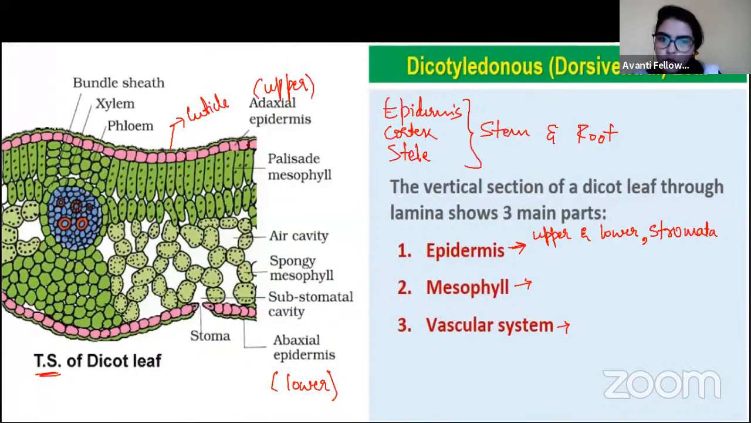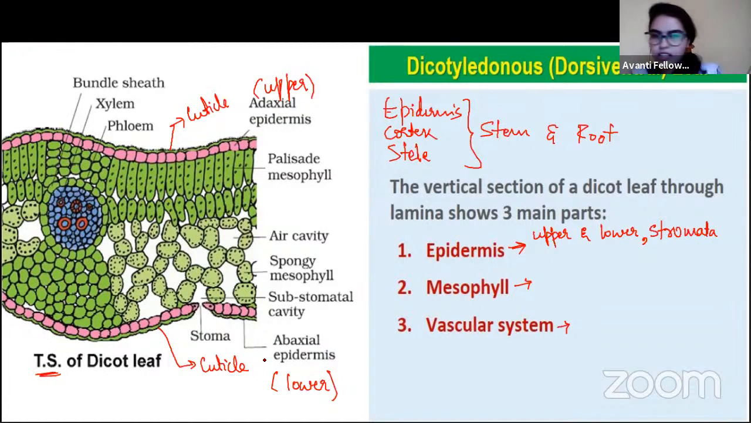Below the cuticle there will be the epidermis, and this cuticle is present both on the upper and lower sides. Yes, the substomatal cavity in the case of lower epidermis. When we're explaining the epidermis, you need to remember that epidermis is made up of barrel-shaped parenchyma cells.